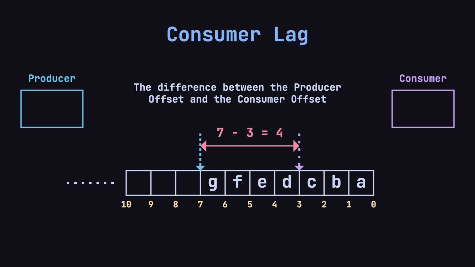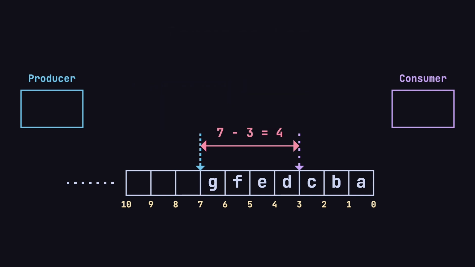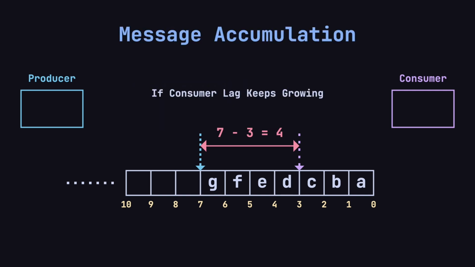In practice, if the consumer lag is small, it means the consumer can keep up with the producer and messages aren't piling up. But if the lag keeps growing, it means the consumer is falling behind and messages are starting to accumulate. If this buildup becomes too large, it can impact business processes, so consumer lag is a key metric to monitor.